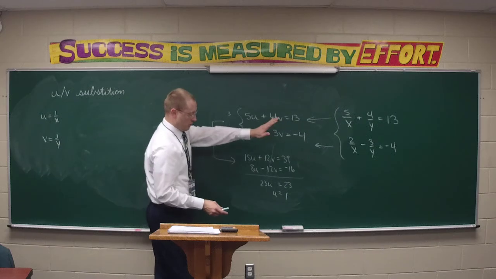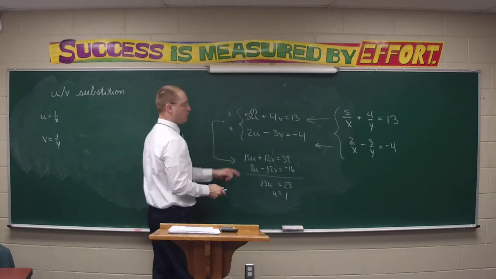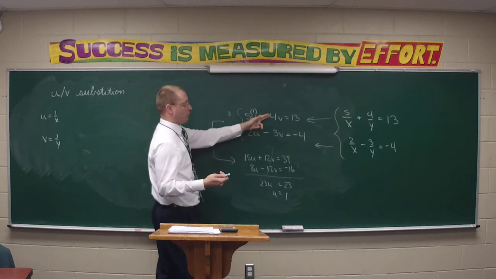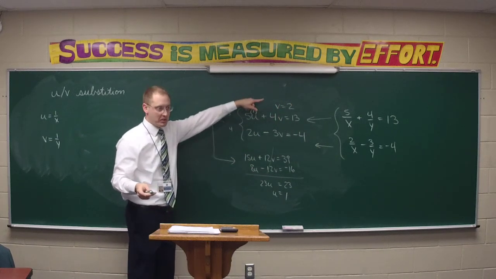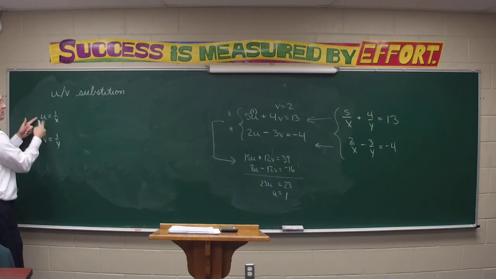Don't go back to the original. Remember, stay here for now. Let's go ahead and get the v. Plug the 1 in for the u. 5 times 1 is 5, subtract it, divide by 4 to get v equals 2. But (1, 2) is not my answer. I want x and y. And x is the reciprocal of u. Y is the reciprocal of v.